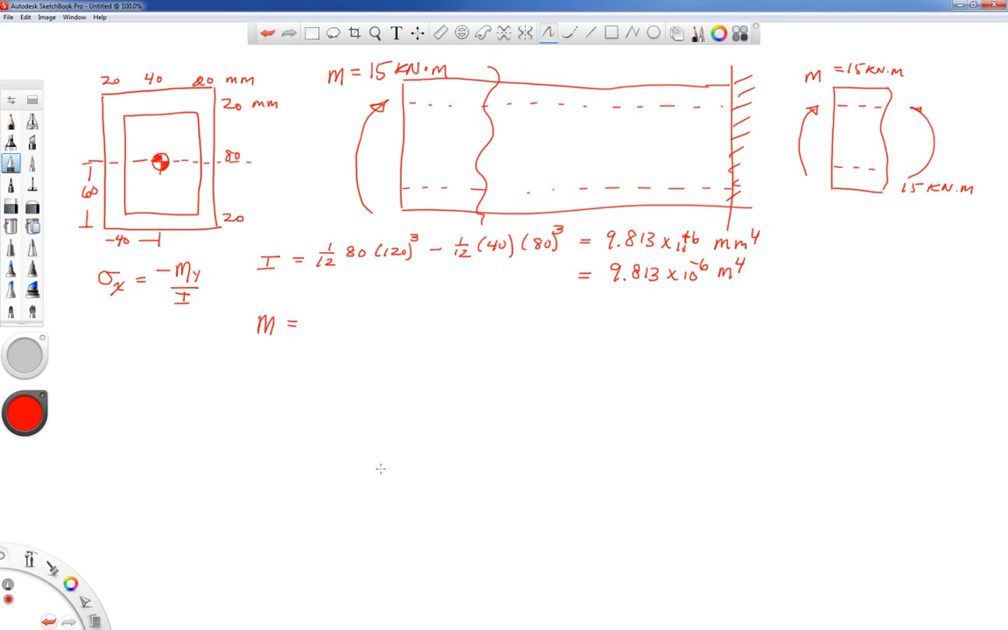Now, if we're keeping track of the sign of everything, we need to pay attention as to whether or not the top is in tension or compression. Remember, our sign convention is that a positive bending moment puts the top of the beam in compression. So, in fact, in this case, the value of the bending moment is going to be positive 15 times 10 to the 3 newton meters.